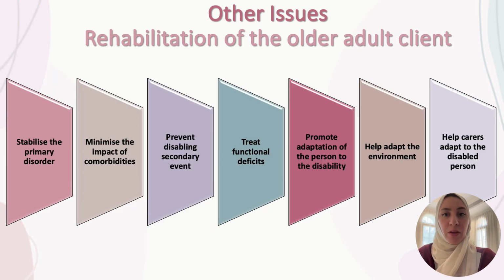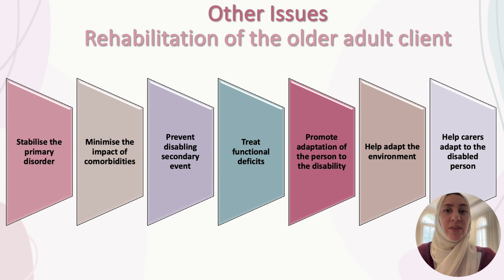For rehabilitation of the older adult client, we have to stabilize the primary disorder. This means managing the main health issues, like treating stroke with medication and early mobilization to prevent worsening. Also, we have to minimize the impact of comorbidities, which means sometimes we need to control other chronic conditions that may affect recovery, like managing diabetes and hypertension in patients having hip fracture.